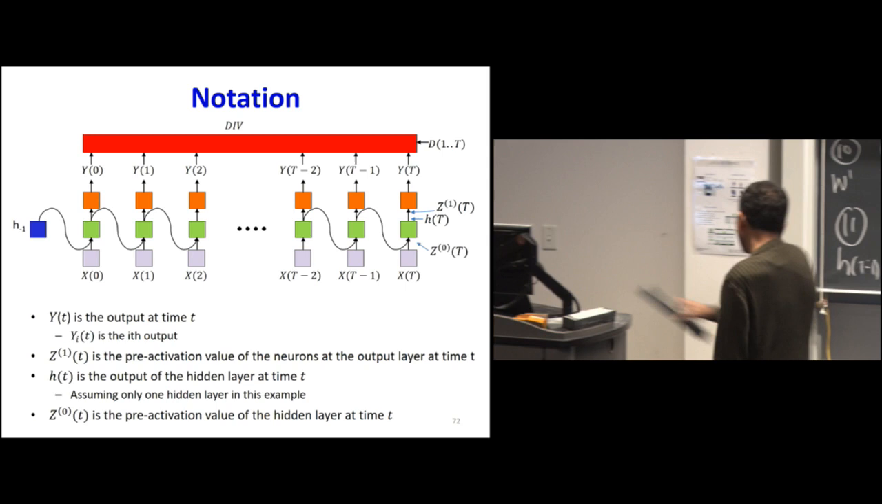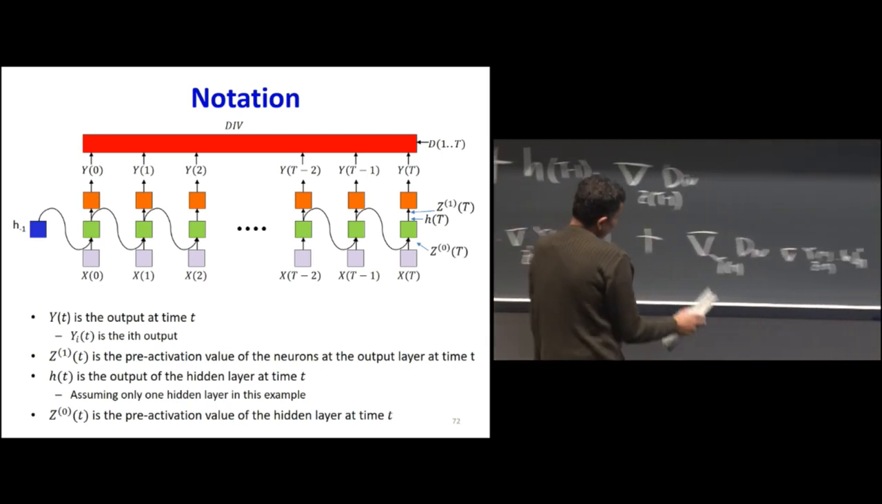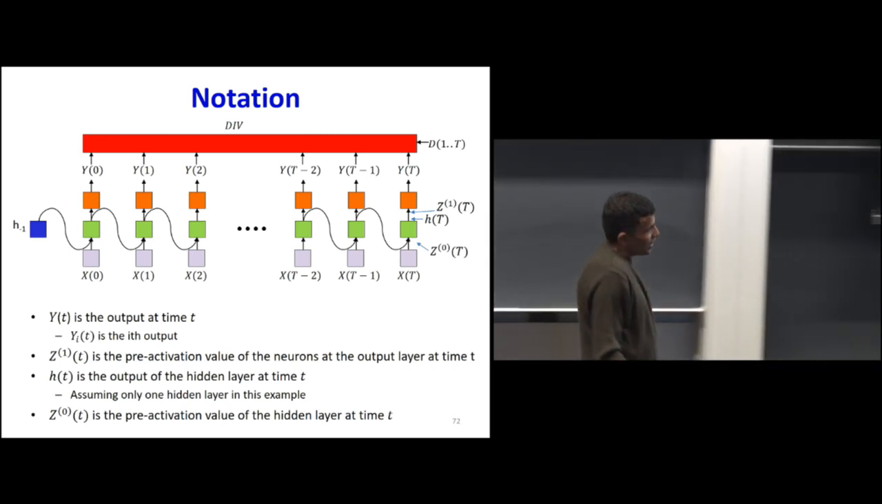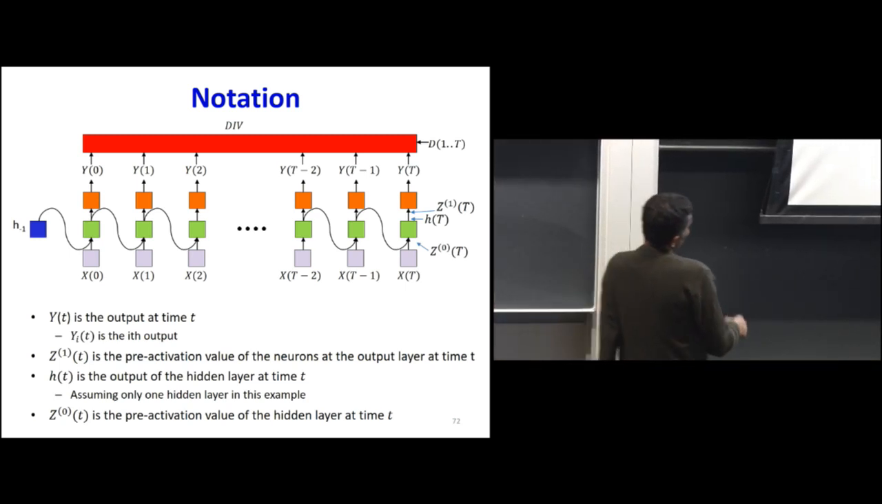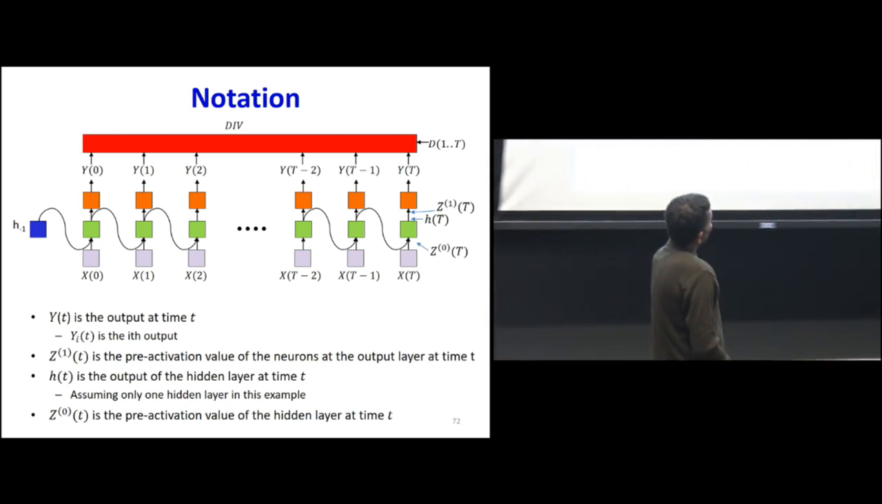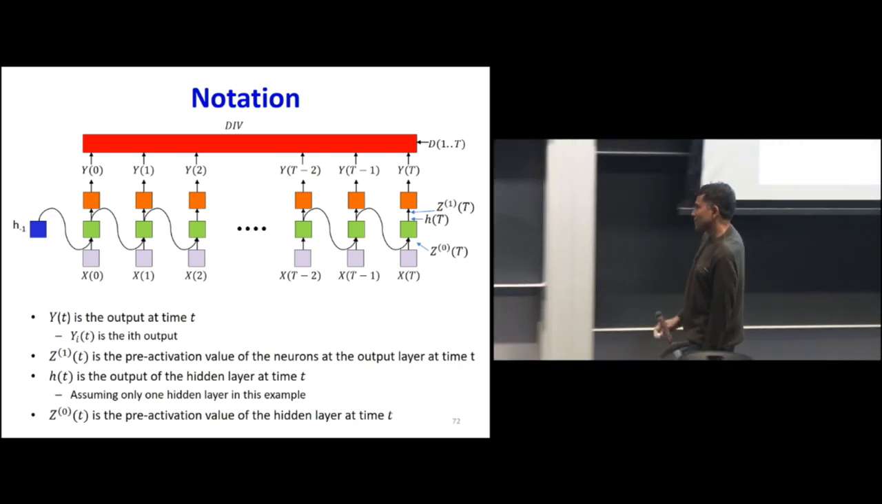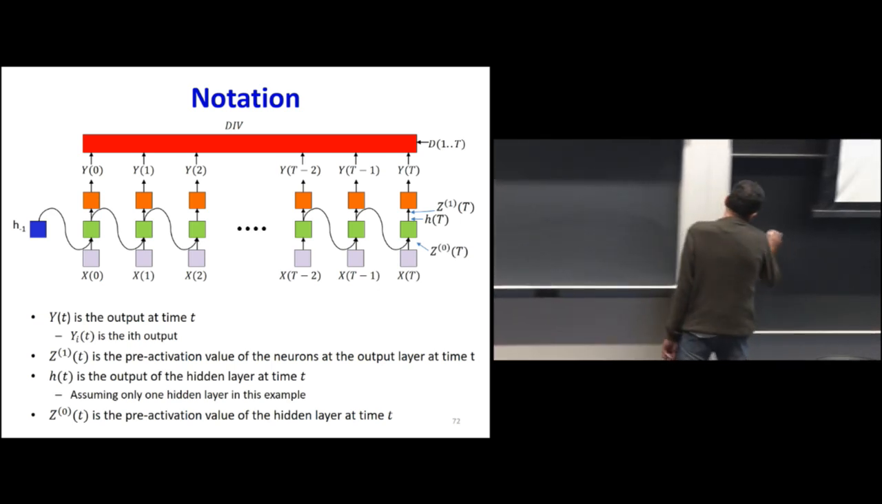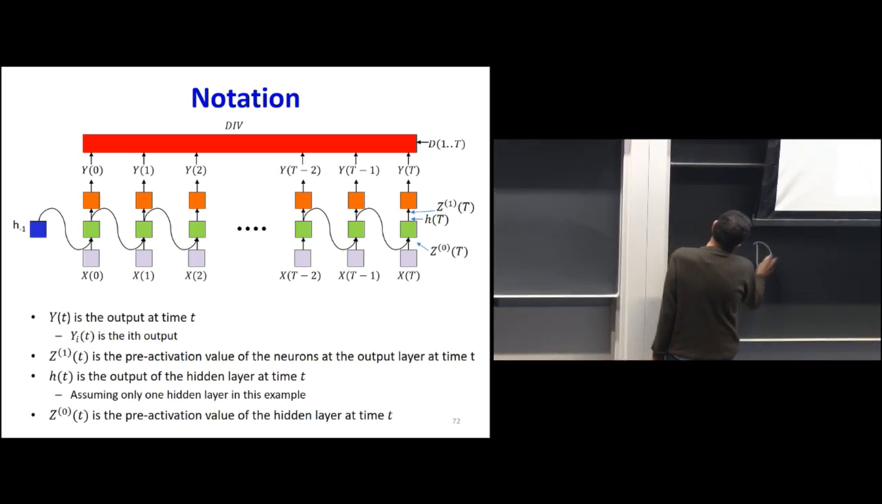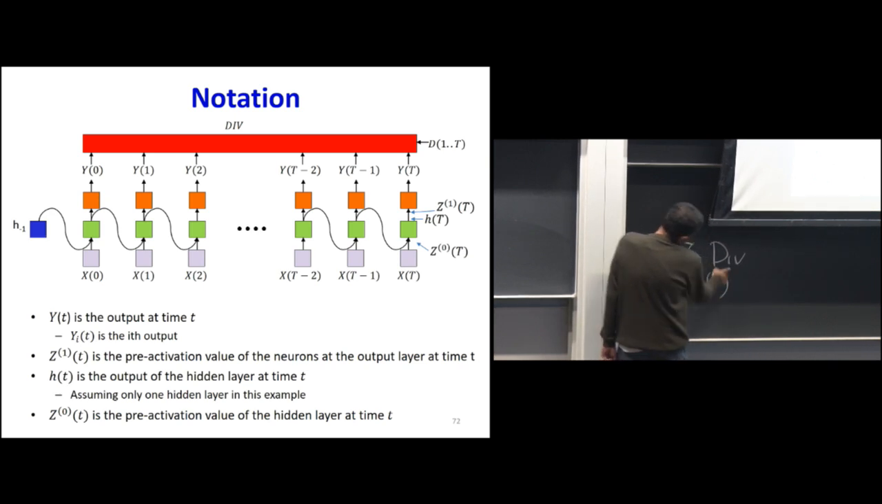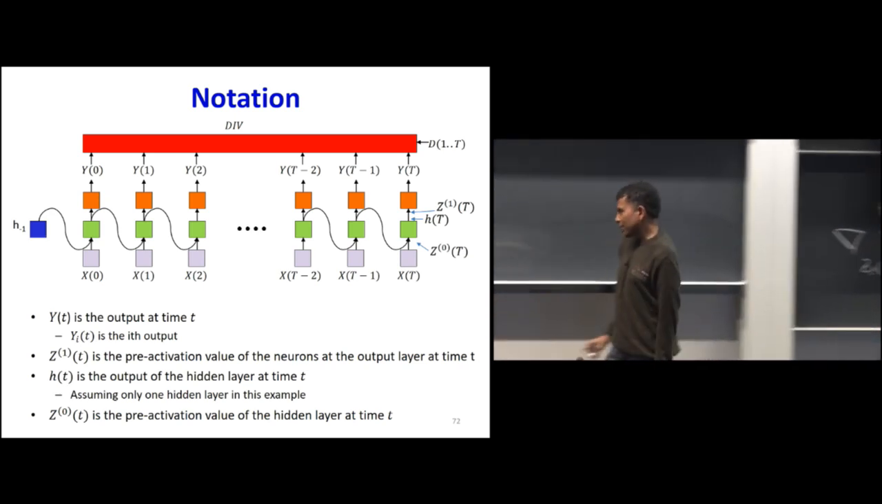I think we're getting stuck in the weeds over here. So let me help you, right? I'm going to represent the derivative of the divergence with respect to z0 as this term here. I'm just going to call this the derivative of the divergence with respect to z0 of t, okay? I'm giving you this term. Now help me out.